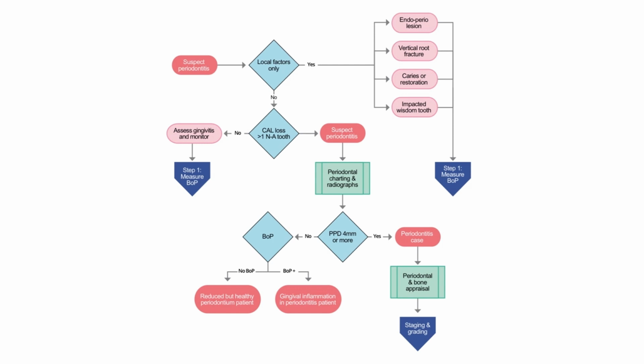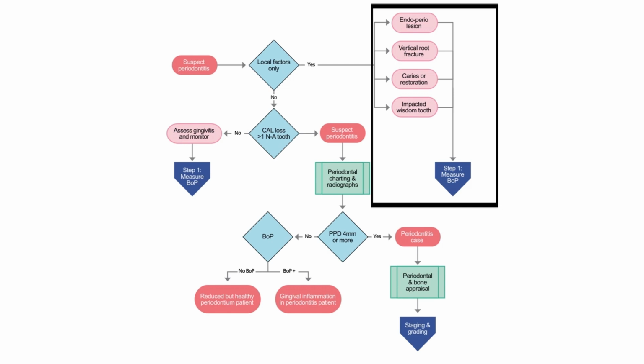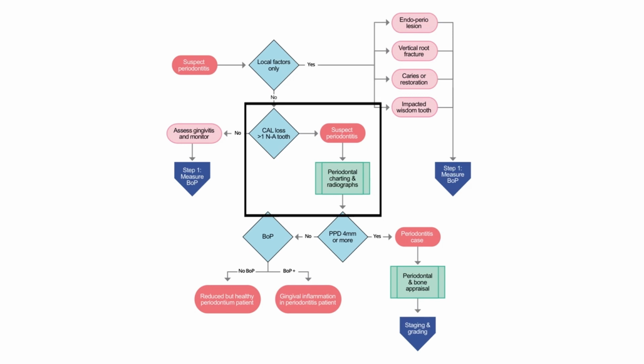When the presence of interdental clinical attachment loss in the oral examination has been identified, then the patient is a suspected case of periodontitis. Now, we need to ascertain whether this clinical attachment loss is caused by local factors only, such as endoperio lesions, vertical root fractures, caries, restorations, or impacted third molars. And if not, we need to ascertain that the interdental clinical attachment loss is present in more than one non-adjacent tooth. In this case, we have a periodontitis patient, and we need to make a comprehensive periodontal diagnosis through periodontal charting and full mouth radiographs.